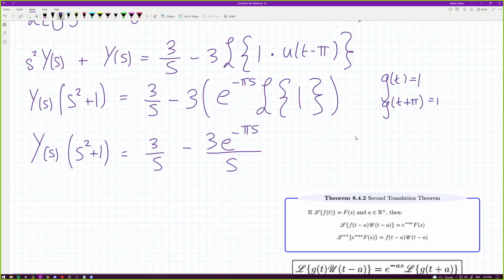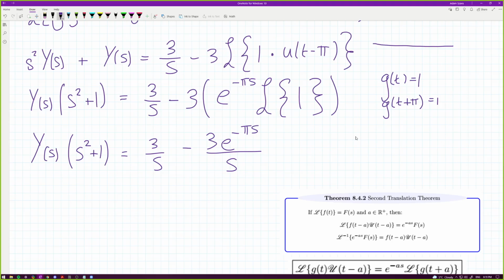Someone asked, why is g of t plus pi equal to 1? Well, g of t is 1. The output of the function doesn't depend on t. This function is just the constant function, a flat horizontal line with output of 1. So it doesn't matter where I choose, the output will always be 1. Remember, g of t is equal to 1. The whole function is equal to 1 and doesn't depend on t at all. At any particular input it'll be 1, including t plus pi.